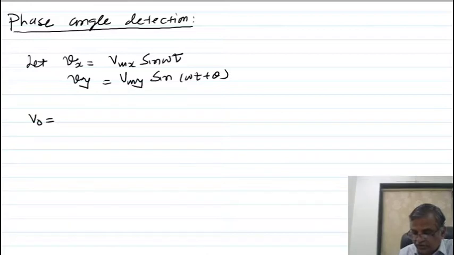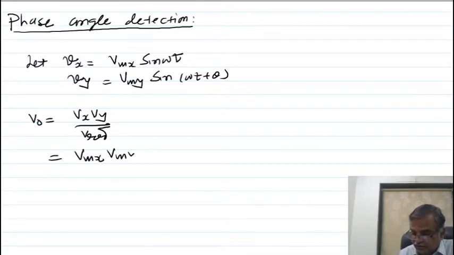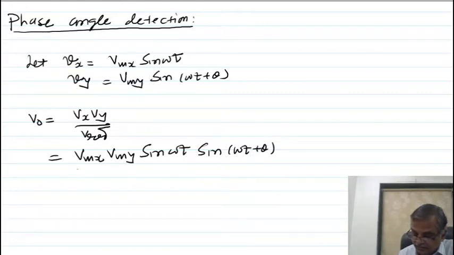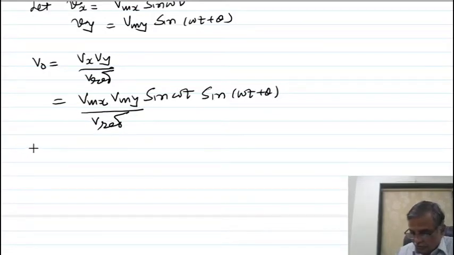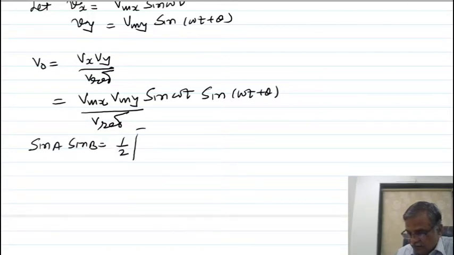You know the equation Vx Vy upon V reference. By putting the values of these two equations, I can write it this way: sine omega t into sine omega t plus theta by V reference. You know the trigonometric identity: sine A into sine B is nothing but 1/2 into cos A minus B minus cos A plus B.